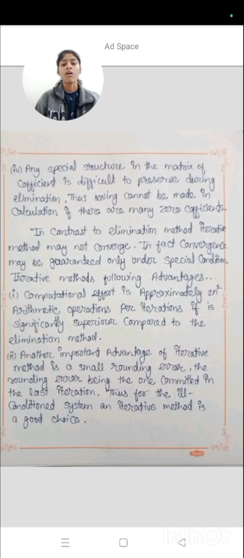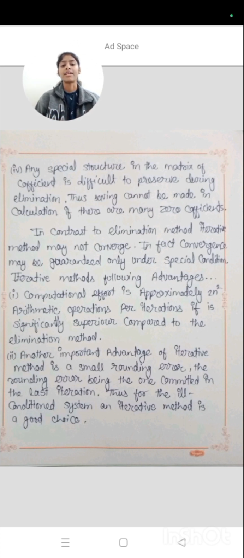In contrast to elimination method, iteration method may not always converge. In fact, convergence may be guaranteed only under special conditions. Iterative methods have the following advantages.